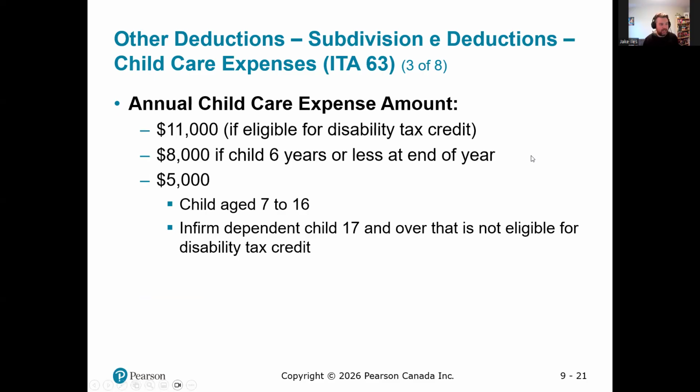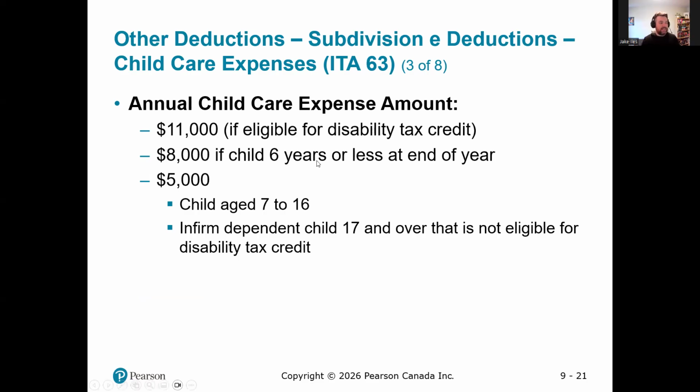So how much can you claim? If your child has a disability that warrants the disability tax credit, then caring for them is expected to be slightly more. So it has the highest rate of $11,000 per child.